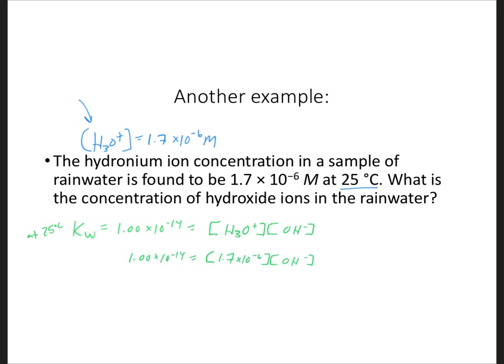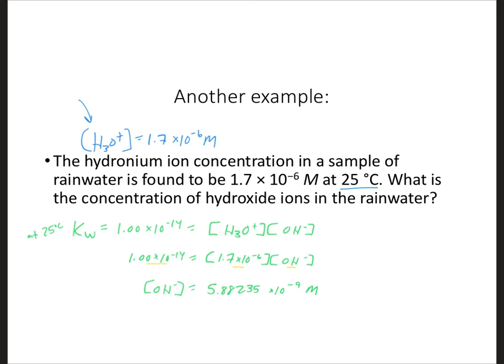So hopefully you see now that we have 2 numbers and just 1 variable, and so we can divide each side by 1.7 times 10 to the minus 6 to get the OH concentration by itself. So when we do that division, we get OH minus by itself. That's going to give us something on our calculator like 5.88235. Our calculator doesn't care about sig figs.